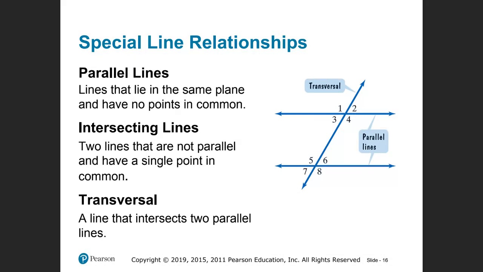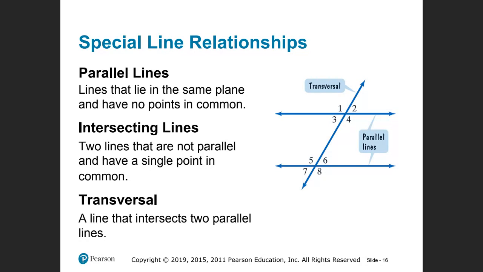Lines that lie in the same plane and have no points in common are called parallel lines. Two lines that are not parallel and have a single point in common are called intersecting lines. A transversal is a line that intersects two parallel lines. You can see from the diagram at the right that the transversal intersecting the two parallel lines creates 8 angles, and we're numbering them 1, 2, 3, 4, 5, 6, 7, 8.